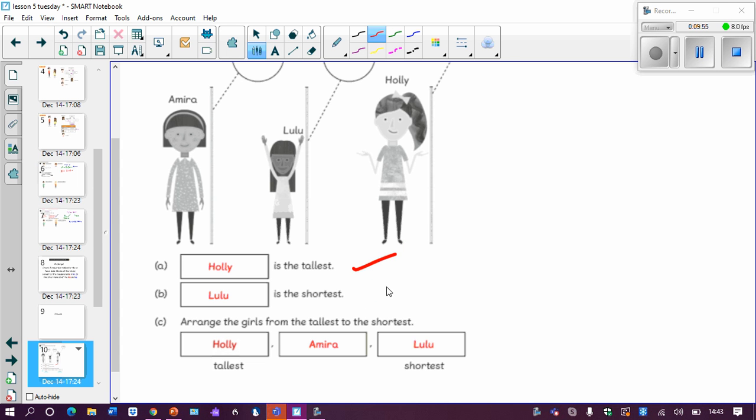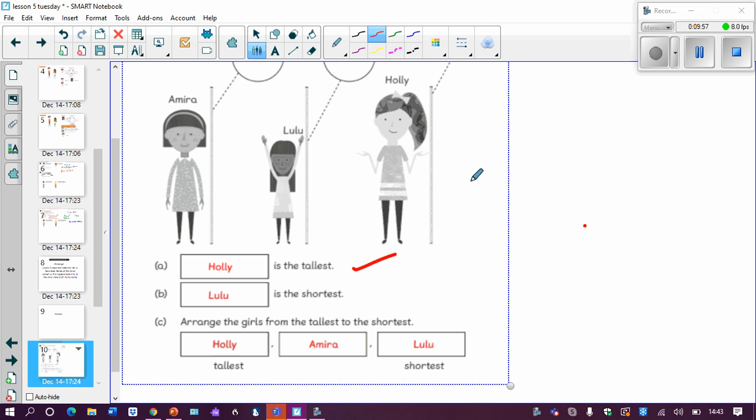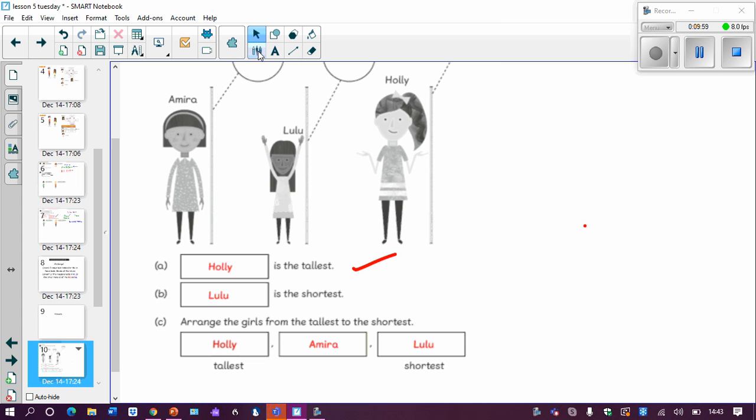Lulu is the shortest, and if we were to put them into height order, making sure tallest to shortest, Holly was the tallest, Amira was in the middle, and Lulu was the shortest. Well done if you got all of them right and you put lots of effort in.